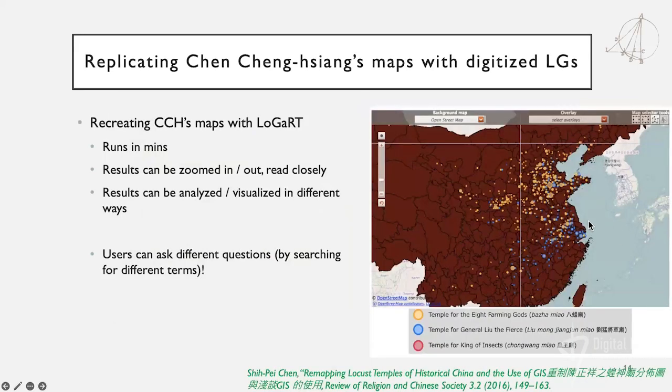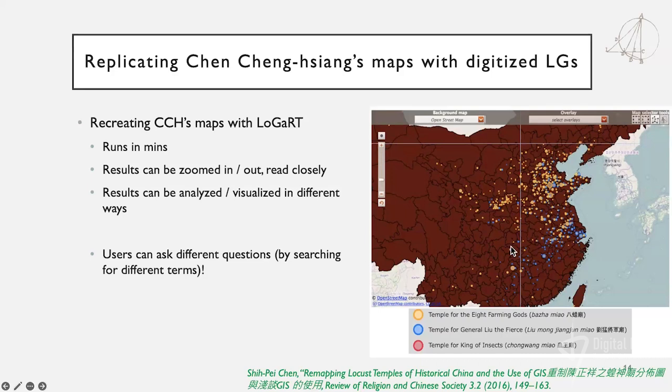So what we want to do is try to replicate his method. He was already using the existing local gazetteers as a data source to generate historical data sets, and then he could map them to understand the pattern. So this is exactly how we got this project started. We recreated his map with LoGaRT, the tool we developed, and we produced this map.